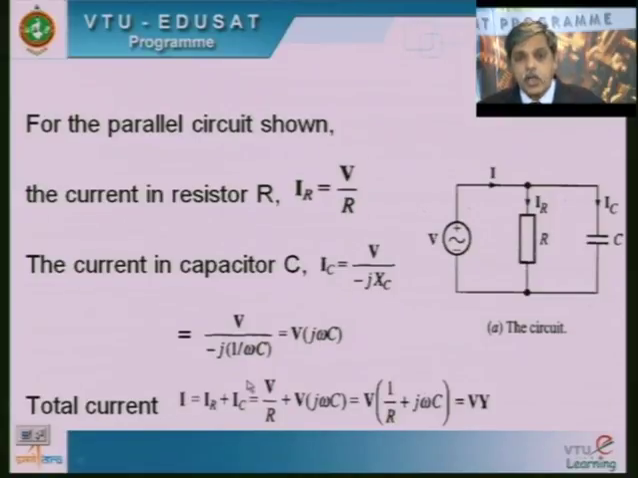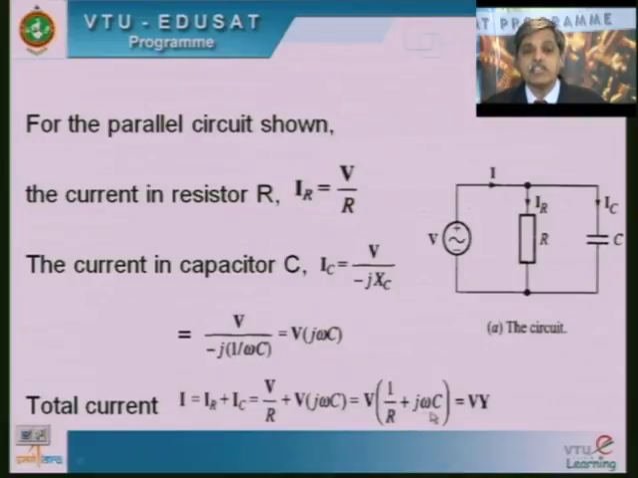The total current here also can be obtained by applying Kirchhoff's current law, where as per the law the incoming current is equal to the sum of the outgoing currents, where I is equal to IR plus IC. So taking that equation, I is equal to IR plus IC, which is equal to V by R, I just substituted for IR and IC. So IR is equal to V by R and IC is equal to V times J omega C. That is this expression. So taking the voltage as common, I write 1 by R plus J omega C.